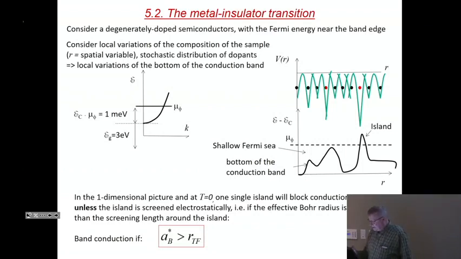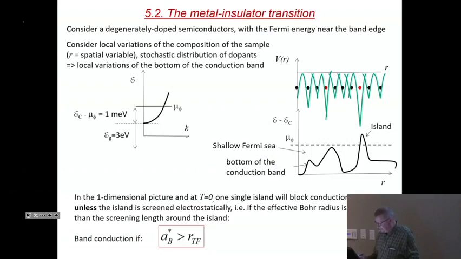So if you were in a one-dimensional system, a quantum wire, and you have one of these things, you can see that at 0 Kelvin, this will stop conduction, just completely. If you're in 2D, well, it's an island where you can't conduct, but you can conduct around it. If you're in 3D, it's a ball, you can't conduct, but you can get around it. So now the condition that you can be blocked depends on the ratio between the Bohr radius and the screening length.